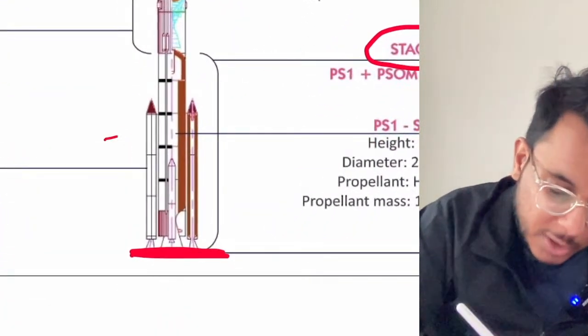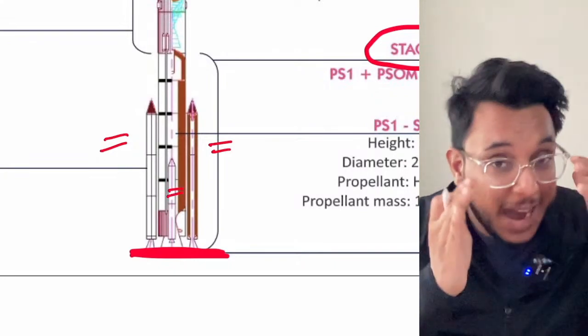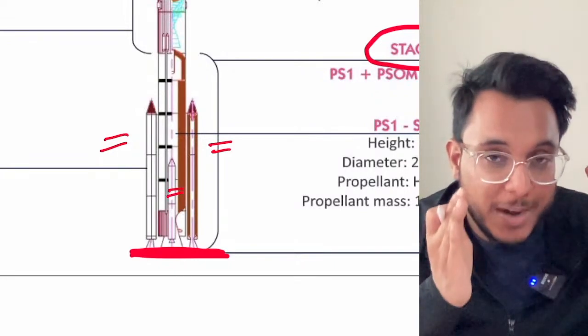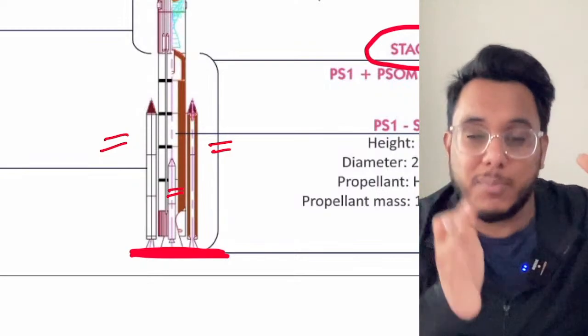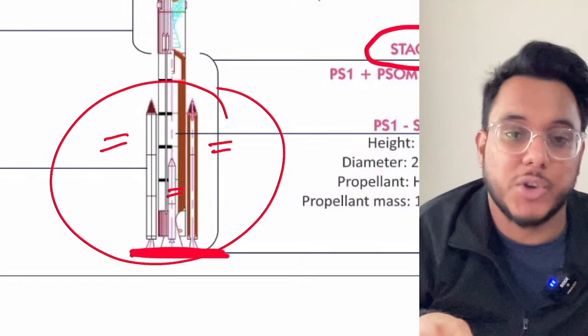Okay, so there will be multiple strap-on boosters that will provide the initial thrust. So when the rocket is leaving the ground, that initial thrust will be provided by these strap-on boosters.